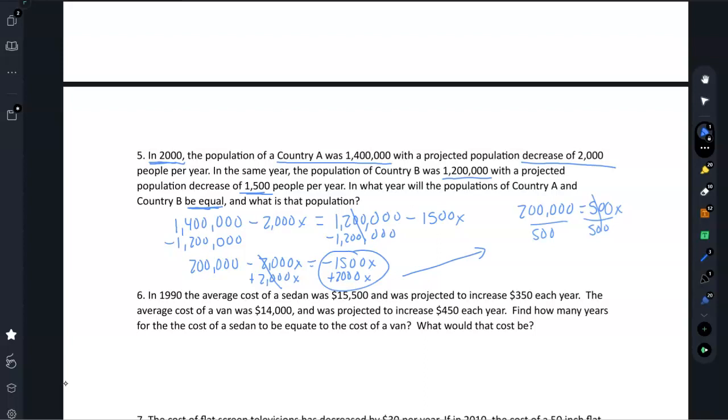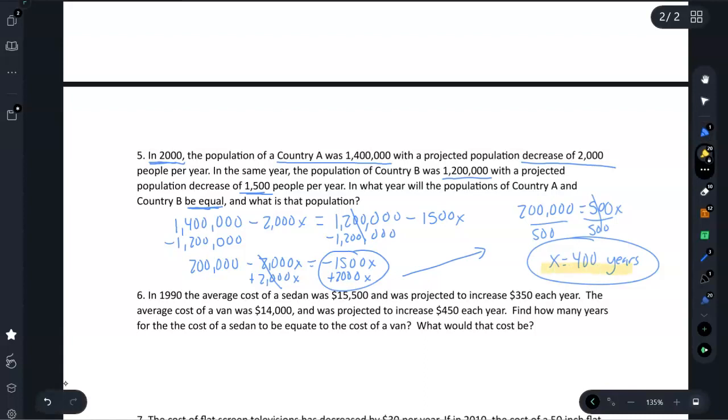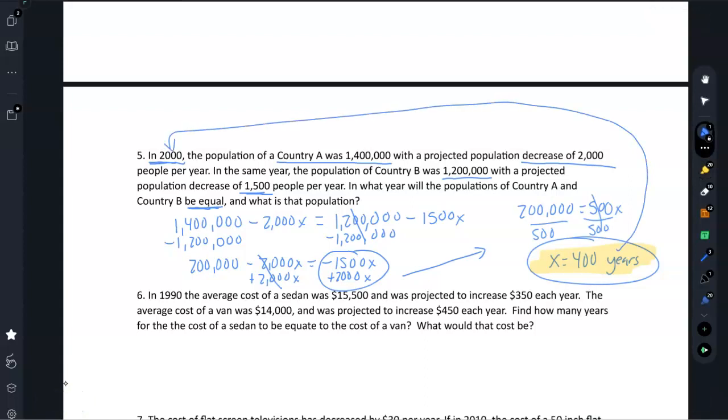Grab my calculator, make sure I don't mess this up. 200,000 divided by 500 gives me 400. x equals 400. So that would be 400 years. So it's going to take them a long time. All right, so 400 years for them to be equal. And then it says, and what will that population be? So what will the population be when the two countries are equal? We've already answered one part, when will they be equal? And that's 400 years.